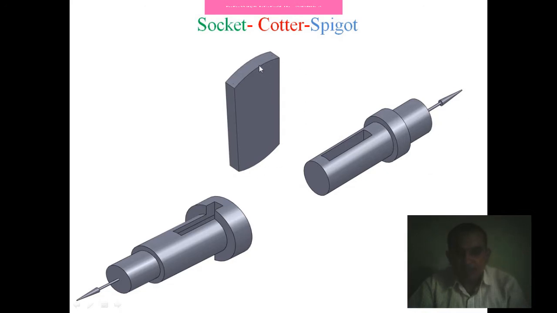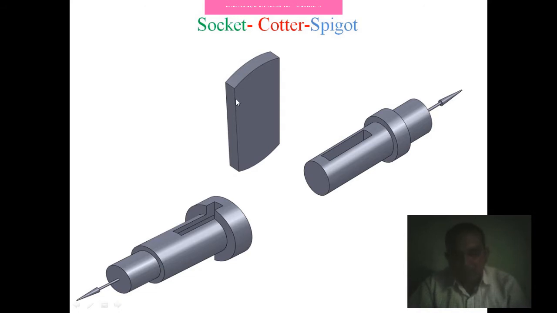The cotter has one side perpendicular to the direction of the force, and one side slanted to that direction, and the slant is called the wedge. The wedging action is present. What is meant by wedging? The principle of wedging action is used in cotter joints.